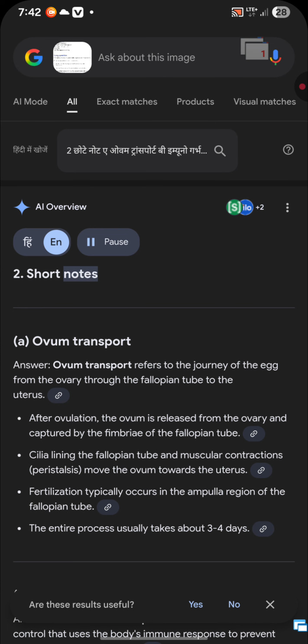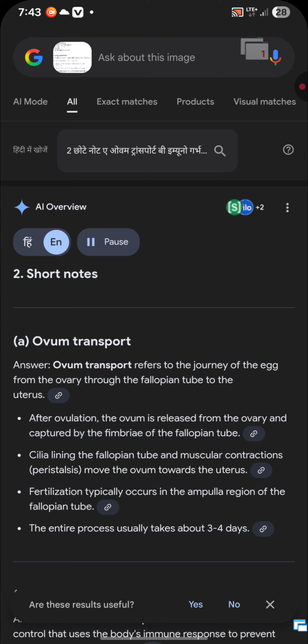2. Short notes. A. Ovum transport. Answer. Ovum transport refers to the journey of the egg from the ovary through the fallopian tube to the uterus. 1. After ovulation, the ovum is released from the ovary and captured by the fimbriae of the fallopian tube. 2. Cilia lining the fallopian tube and muscular contractions, peristalsis, move the ovum towards the uterus. 3. Fertilization typically occurs in the ampulla region of the fallopian tube. And 4. The entire process usually takes about 3 to 4 days.